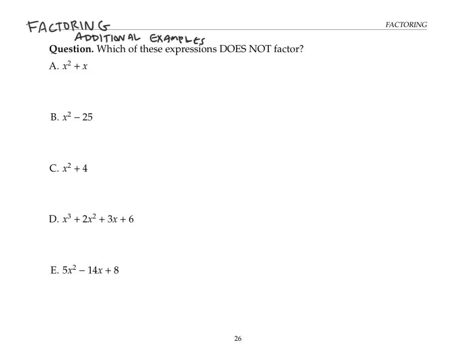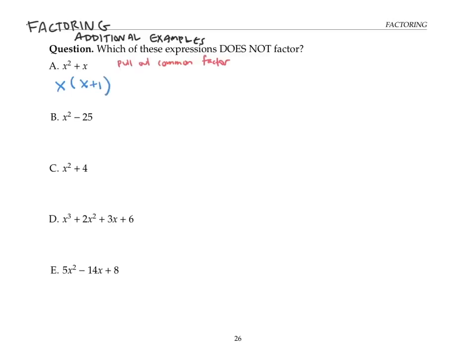Please pause the video and decide which of these first 5 expressions factor and which one does not. The first expression can be factored by pulling out a common factor of x from each term. So that becomes x times x plus 1.